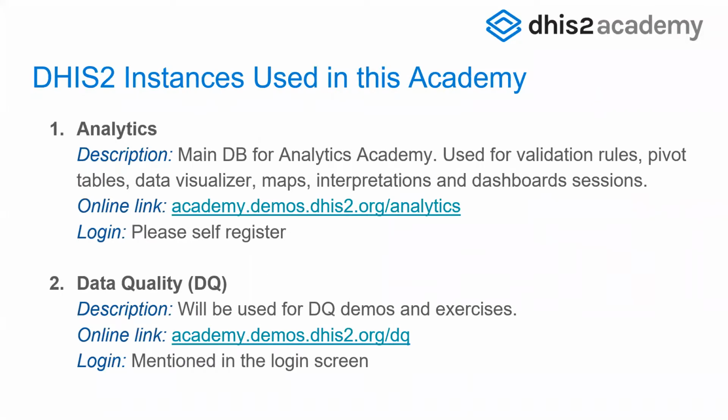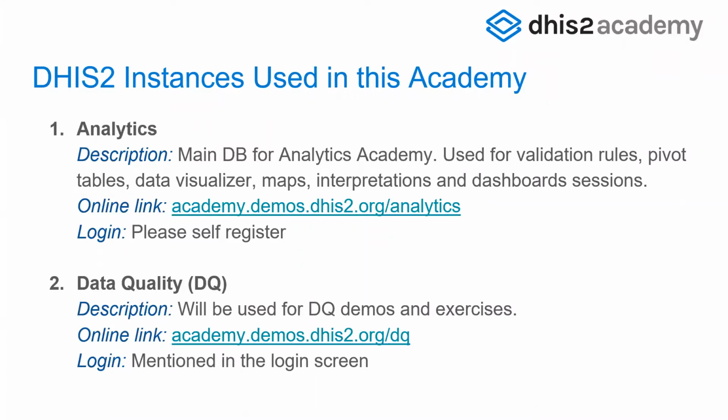Next thing, the DHIS2 instances we are using for this academy. Basically we are using 4 instances of DHIS2 to do our practicals and for the purpose of learning. The first DHIS2 instance is the analytics instance. It is the main database we are using for this academy, and it will be used for exercises and demonstration purposes: validation rules, pivot tables, data visualizer, maps, interpretations, and dashboard sessions. Those are the sessions we will encounter in the next few days.